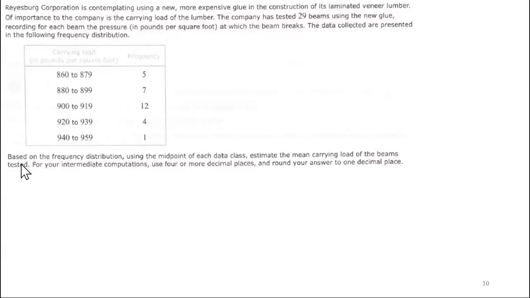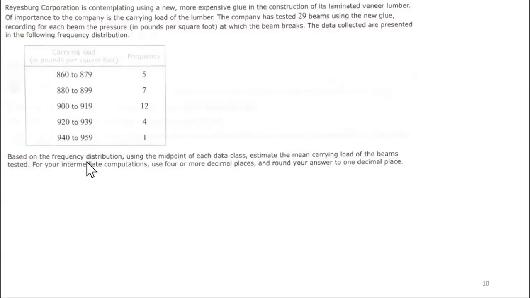All right, so this one says Rise Corporation is contemplating using a new, more expensive glue in the construction of laminated veneer lumber. Of importance to the company is the carrying load of the lumber. The company has tested 29 beams using the new glue, recording for each beam the pressure in pounds per square foot at which the beam breaks. The data collected are presented in the following frequency distribution. That's kind of hard to see, but again, I give you a copy of this. The first column here is the carrying load, in pounds per square foot. And then the second column here is the frequency.